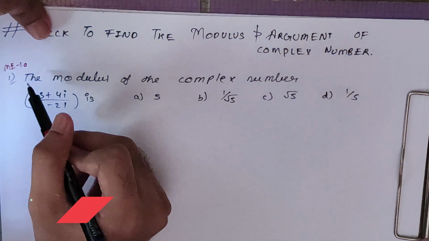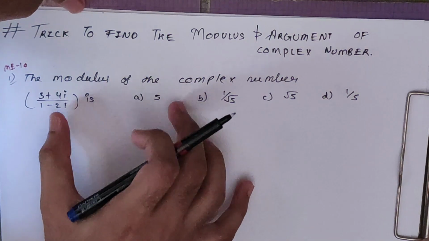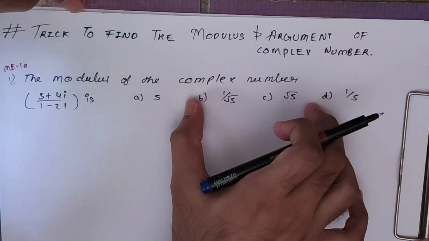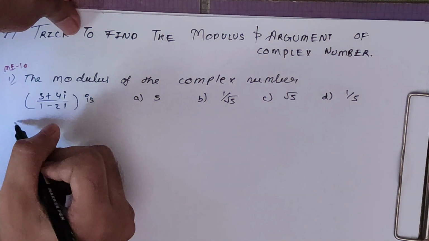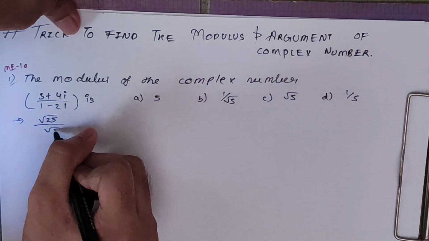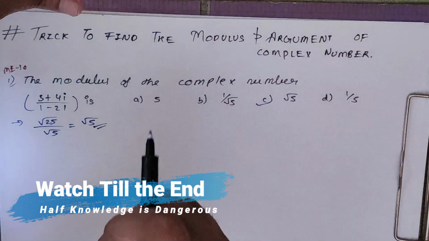So the first sum we have from ME10, the modulus of the complex number is... So in the first sum we have to find the modulus of the complex number given here and we are given with this option. So first take a look how I solve this sum and then I will show you the trick. So the answer is root 5, which is C. Want to know this trick?